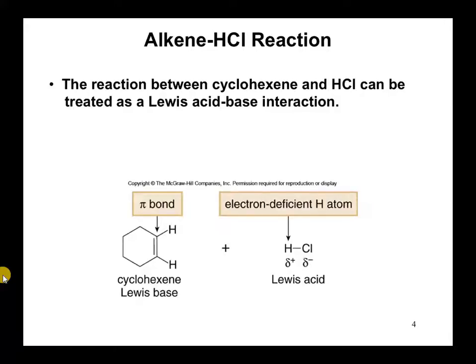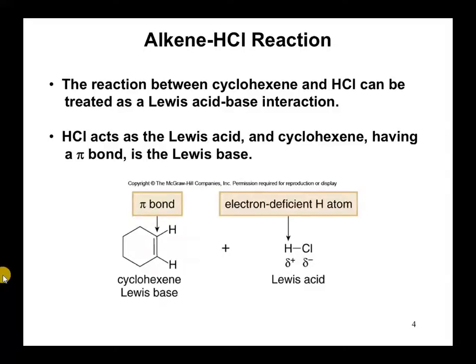But this is a nucleophile and an electrophile reacting with each other, right? The pi bond is electron rich, so it's a nucleophile. The Lewis acid, that HCl, is electron deficient, right? So it is going to want to react with something that has a bunch of electrons in it. The tough part is knowing where the arrows come and go.